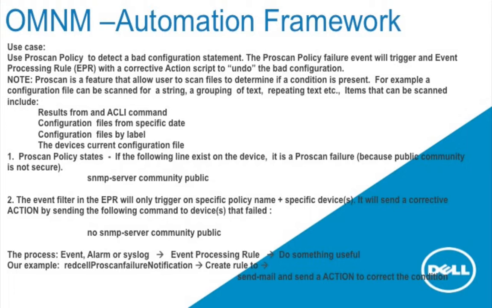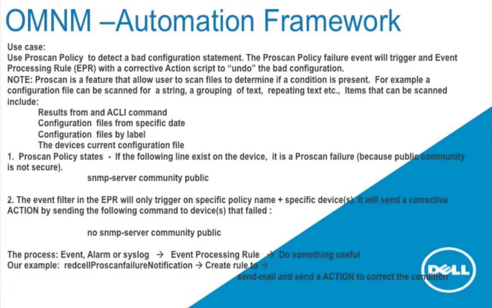So our action is going to be to send a no SNMP server community public. That's going to fix the situation, and that's what we want to do with our automation: be proactive. That's why they call it Proscan, because it proactively scans, and then you can take an action on those kinds of events.